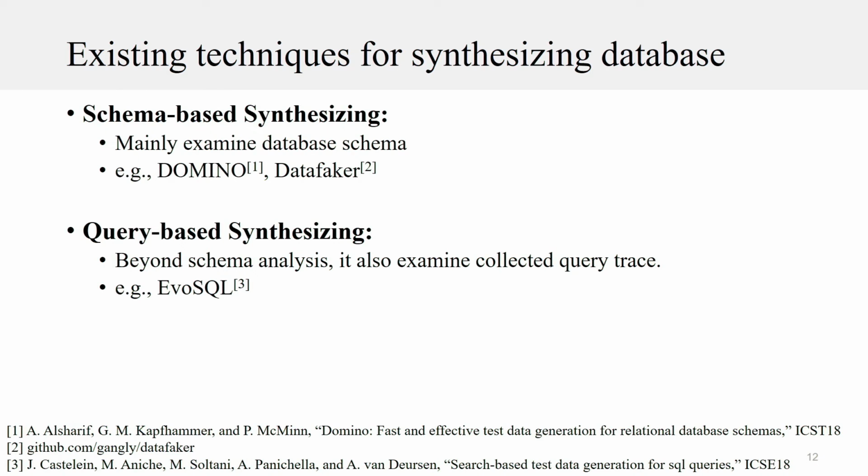Basically, there are two general approaches to synthesize a database. The first one is schema-based synthesizing. Domino and other similar works systematically exercise the integrity constraints defined in the database schema to generate a database. The contents are usually randomly generated. The second one is called query-based synthesizing. EvoSQL and other similar works, beyond analyzing the database schema, also analyze the query traces to generate a database. However, it is very time-consuming and has privacy concerns to collect the query trace.